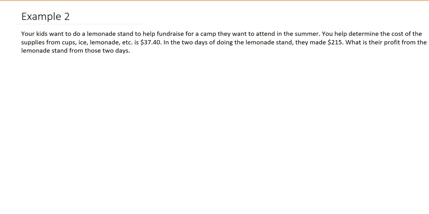Example 2. Your kids want to do a lemonade stand to help fundraise for a camp they want to attend in the summer. You help determine the cost of the supplies from cups, ice, lemonade, etc. It's $37.40. In 2 days of doing the lemonade stand, they made $215. What is the profit from the lemonade stand from those 2 days? So let's go ahead and we need to do a subtraction. So we have $215. Then we need to go ahead and subtract this $37.40.